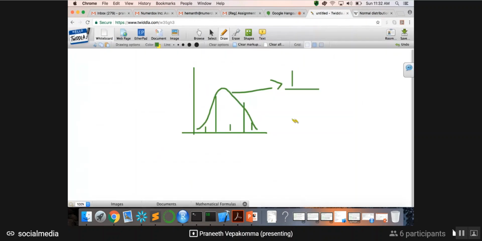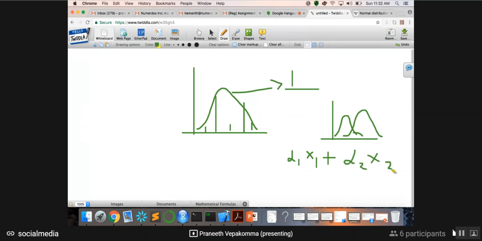So it could be even more complicated. If your data set was coming from a mixture of two Gaussians. So if your data set was literally alpha 1 times x1, which is a Gaussian random variable, plus alpha 2 times x2, which is another Gaussian random variable, where alpha 1 and alpha 2 are numbers between 0 and 1, but they sum up to 1. So this could be 0.3, this could be 0.7.